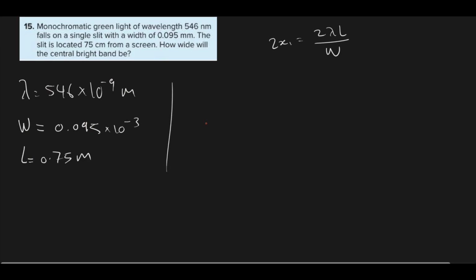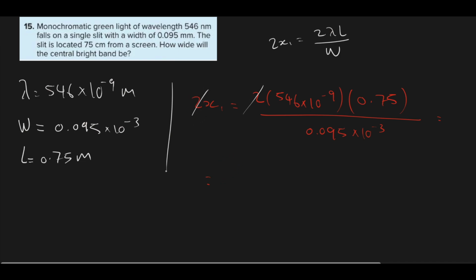Let's substitute the numbers. So 2x1, which we don't know, is equal to 2 times lambda times L divided by W. And let's solve for x1, of course cancelling the 2 from both sides, and we will get some value. Let's do it.